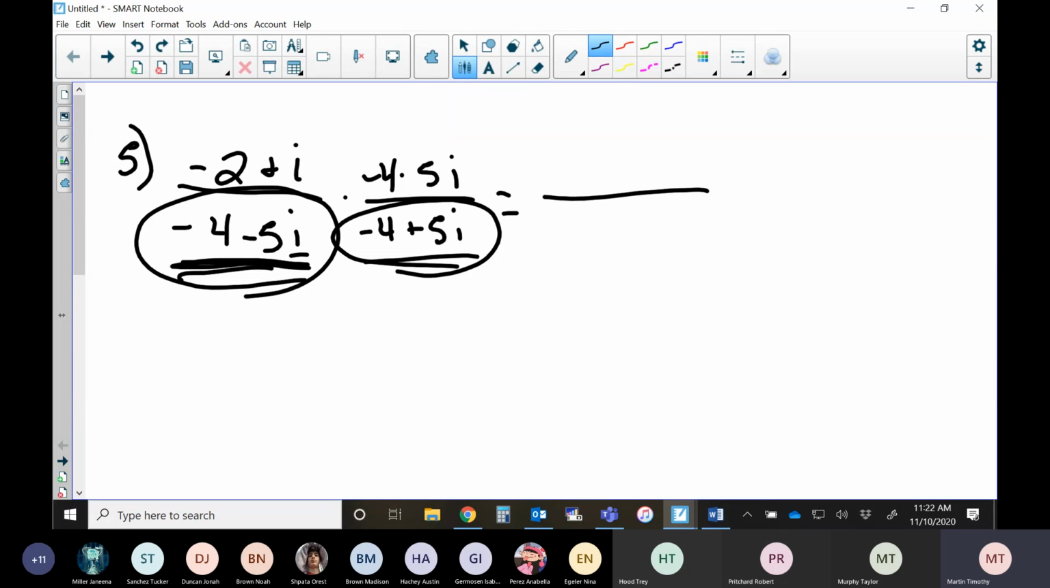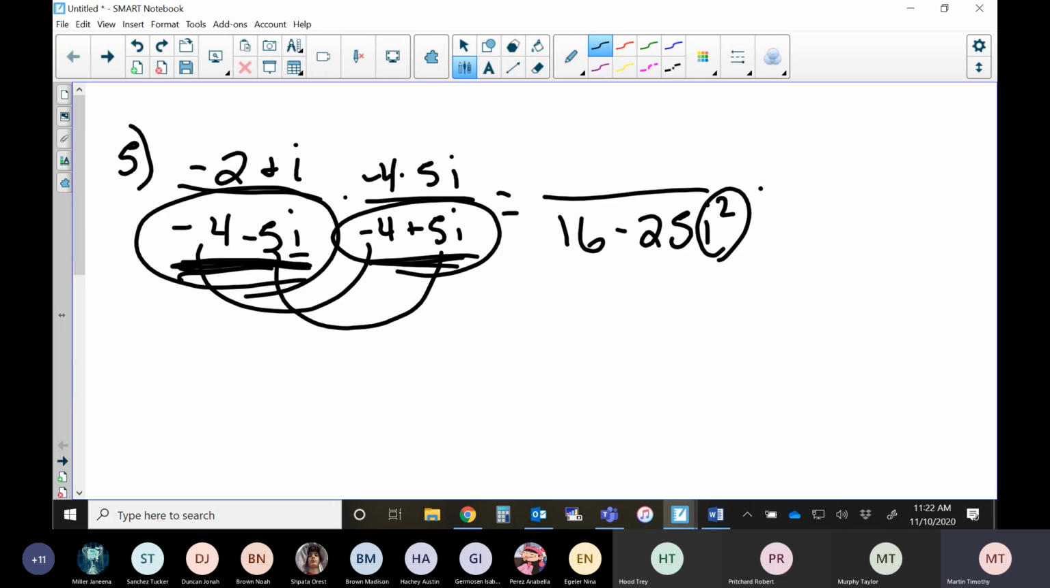So when I do this problem, I only multiply the -4 times the -4, which is 16. And I only multiply this times this. How come I can skip the middle? Because I know it's going to cancel out because they're difference of squares. I made them that. So this is a -25i squared. Robert, anytime again I see an i squared, I'm going to change it to a -1. That's going to make this become a +25. And so on the bottom, I'm going to end up with a 41.